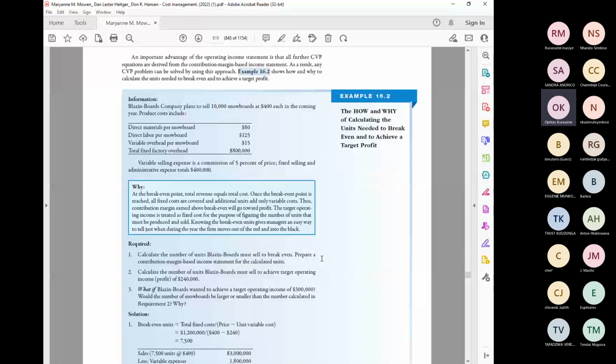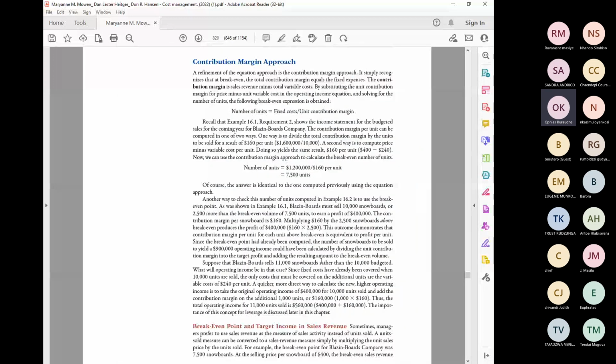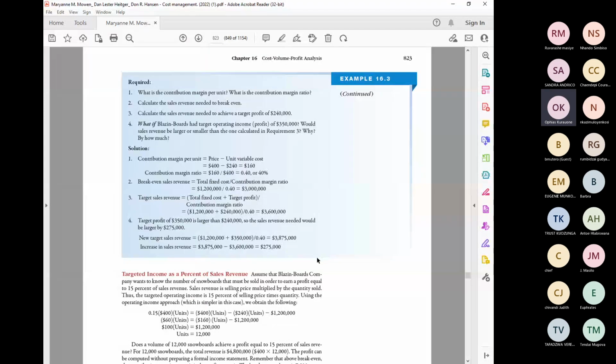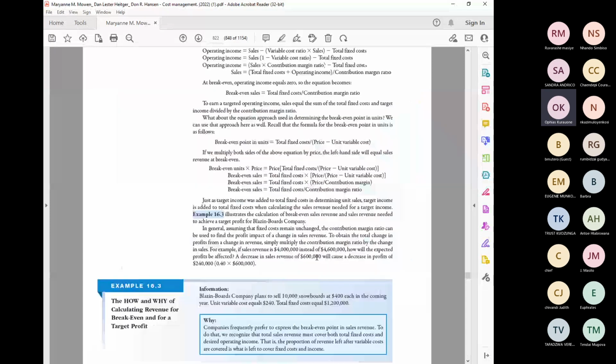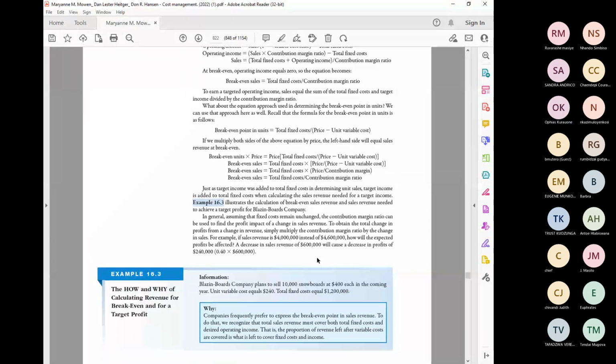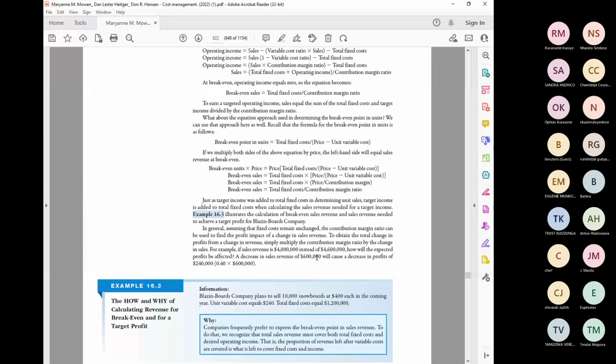So you have to read and understand this topic. Once you understand this, you are done, because you will then be able to understand the target income. You just reflect everything. Let's go on to target profit here. Let's go to 16.3.